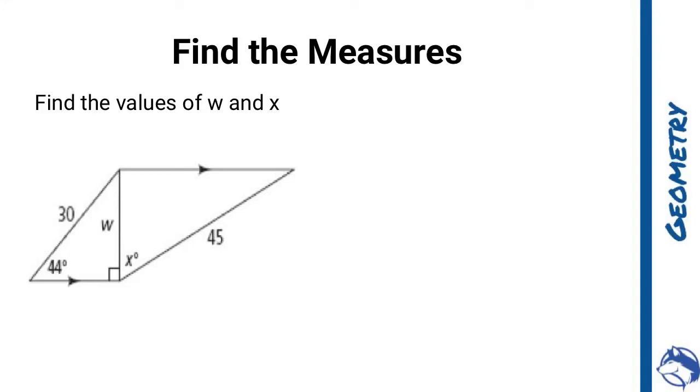Okay, so on this one, we are asked to find some different measures. So we have to find the value of w, and then we have to go and find the value of x. So to find the value of w, if I'm looking at 44, I've got the opposite side, which is w, and the hypotenuse, which is 30. So I'm going to use the sine. So sine of 44, because the sine is the opposite over the hypotenuse, which is 30.